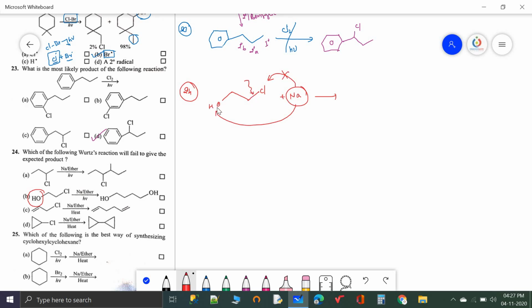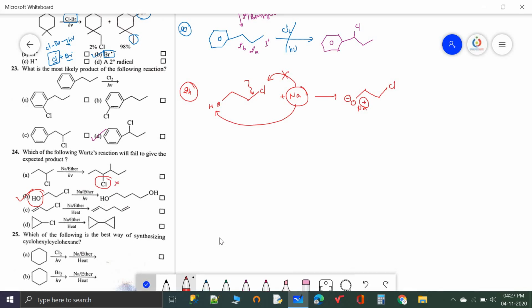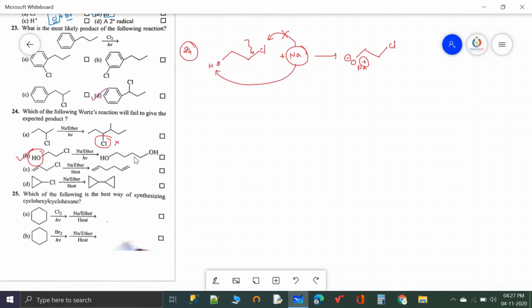But in this case, the oxygen-hydrogen bond is weak because of the difference in electronegativity, and hydrogen can easily come out, so sodium preferably reacts with the OH group, giving this particular substituted product instead of the required product. So this reaction fails to give the original product. This product is also wrong, but they have given it like that. But the option is B. Here you correct it.